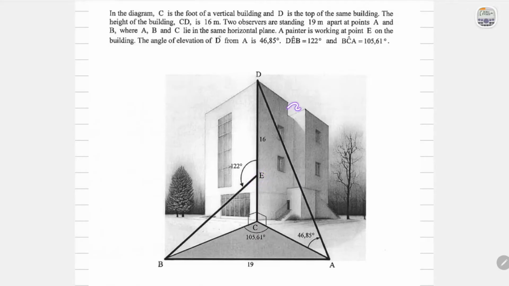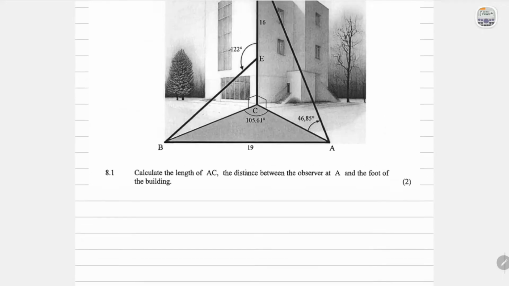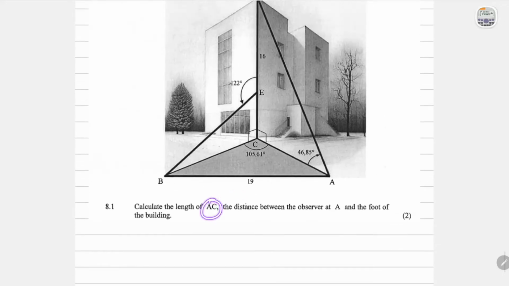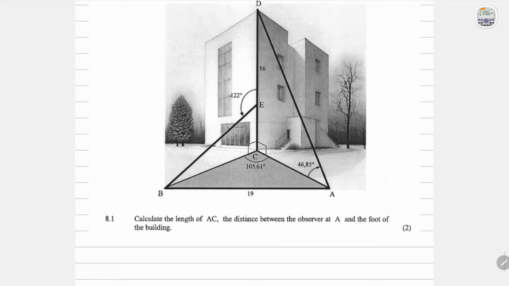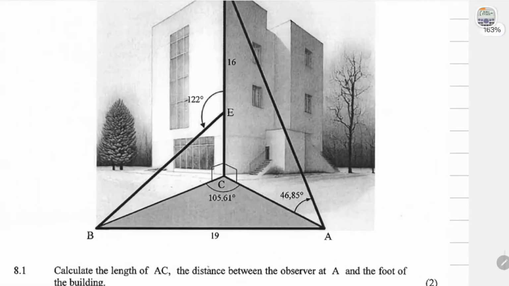The angle of elevation of D from A is 46.85 degrees. And then angle DEB is equal to 122 degrees, and angle BCA, this angle over here, is equal to 105.61 degrees. And the first question is to calculate the length of AC, the distance between the observer A and the foot of the building. Okay, so find AC.